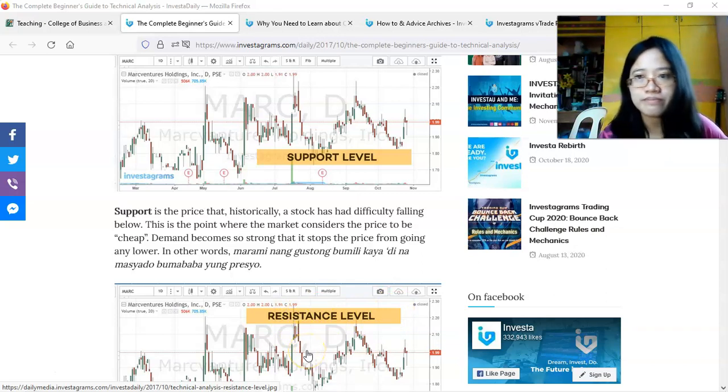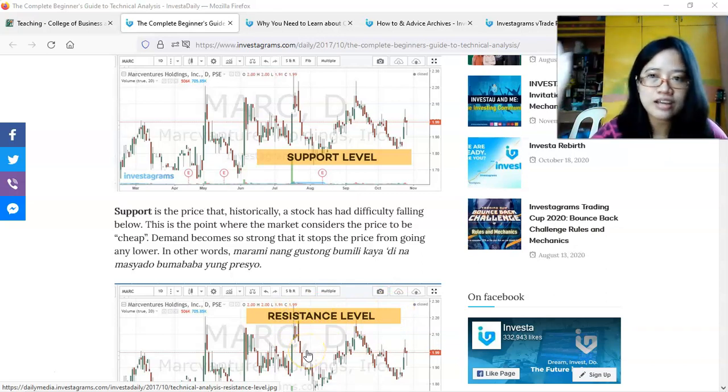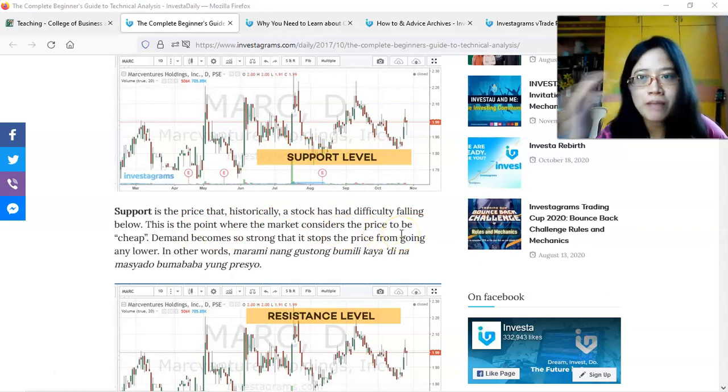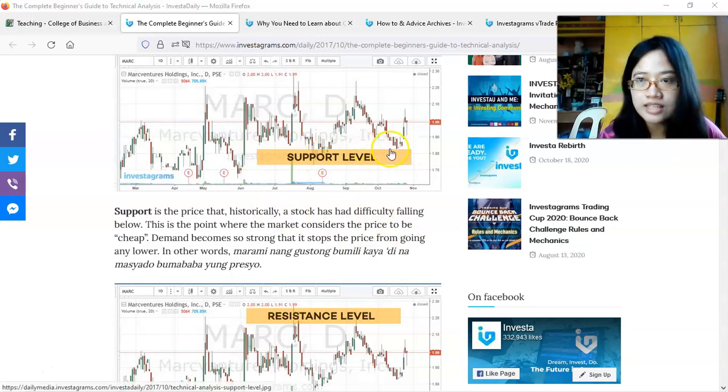niya. Kasi nga, history repeats itself naman. After nung upward trend, bababa ulit yan. Okay? After bumaba, tataas ulit yan. Okay? So, again, yung support, stock has had difficulty falling below. Hanggang dyan lang siya. Hindi na siya bababa dyan. This is the point where the market considers the price to be cheap. Okay? Kasi nga, di ba, buy low, sell high. So, since ito na yung lowest point niya, supposedly, support level, so dito ka bibili. Kapag andito na yung market price, bili ka na.